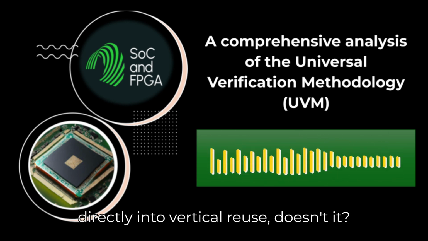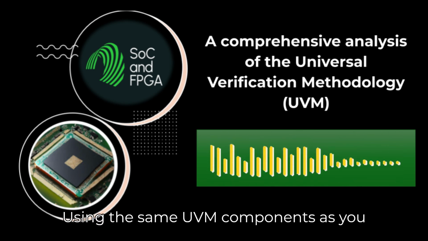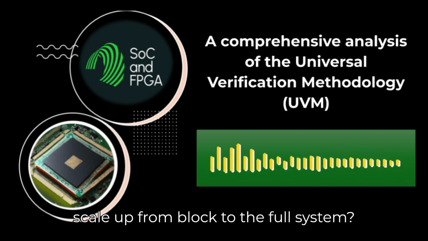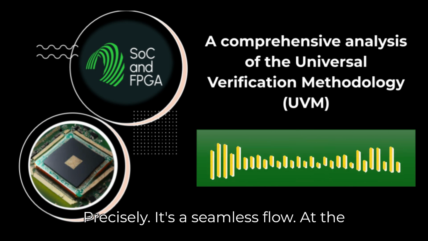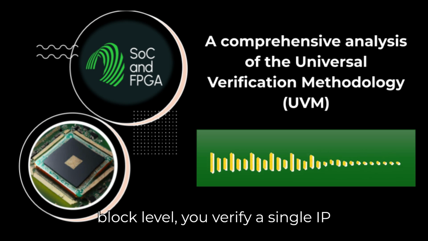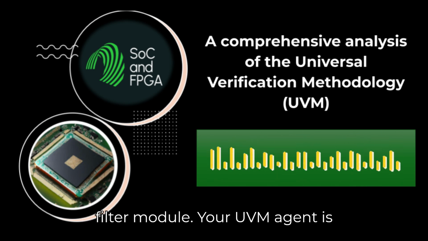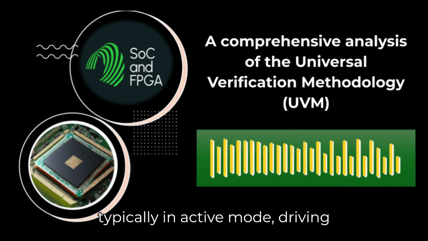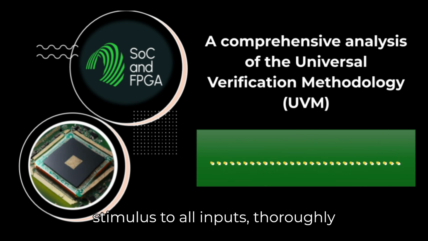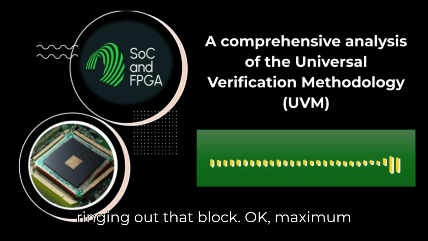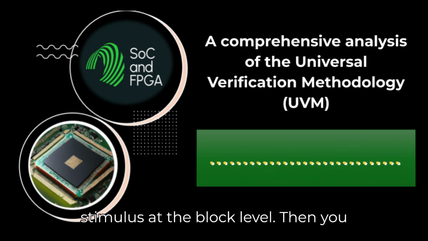And this ties directly into vertical reuse, doesn't it? Using the same UVM components as you scale up from block to the full system. Precisely. It's a seamless flow. At the block level, you verify a single IP block, maybe a UART controller or a filter module. Your UVM agent is typically in active mode, driving stimulus to all inputs, thoroughly wringing out that block. Okay, maximum stimulus at the block level.